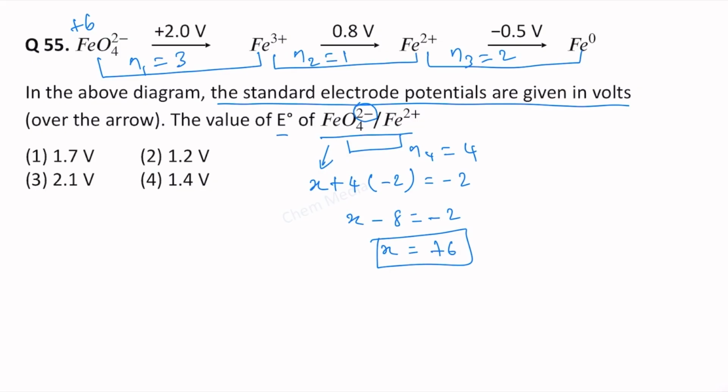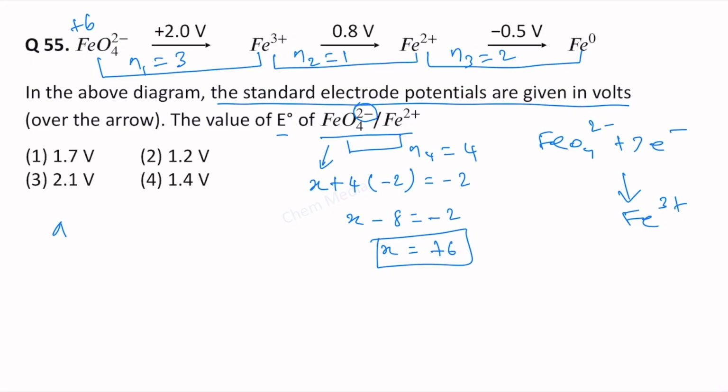If +6 has to become +3, then it has to gain 3 electrons, isn't it? If FeO4 2- gains 3 electrons, then only it can become Fe3+. But the question here is, when FeO4 2- becomes Fe2+, what is the E cell standard value?